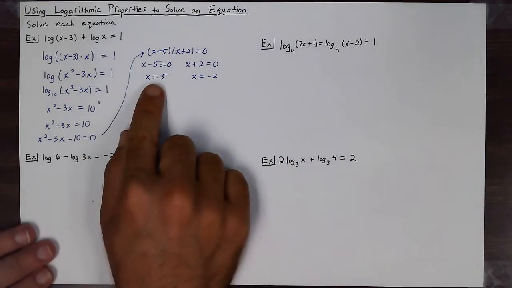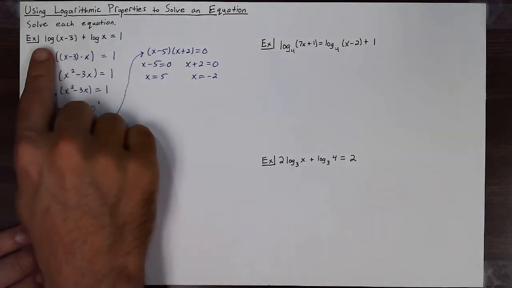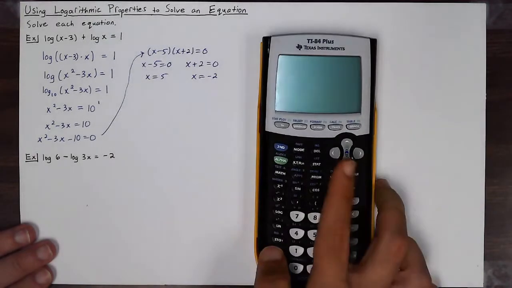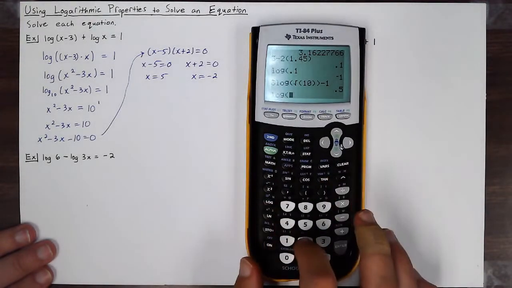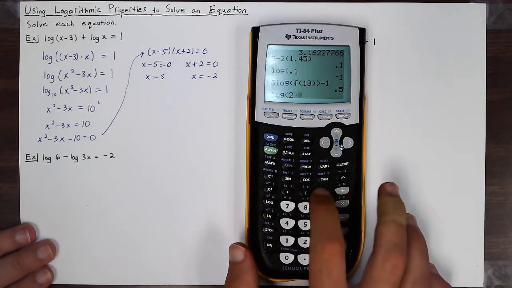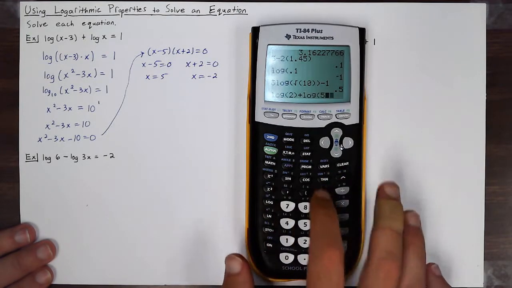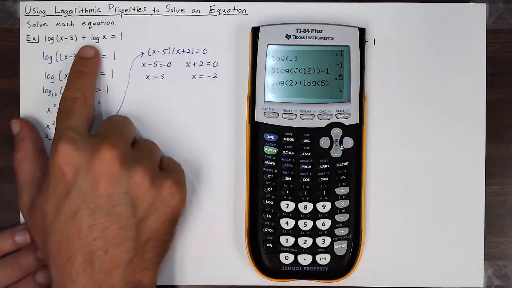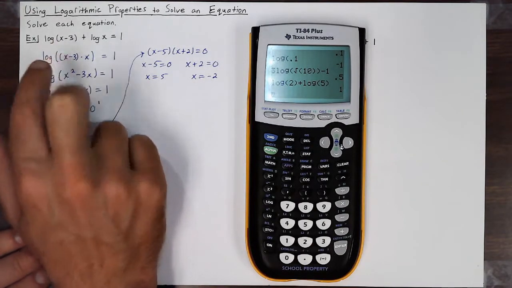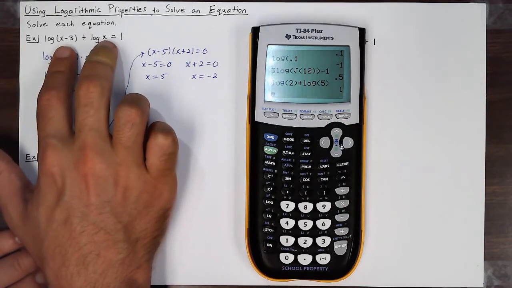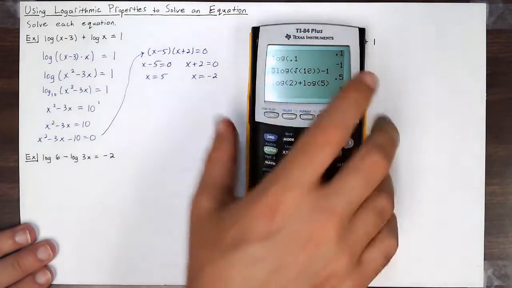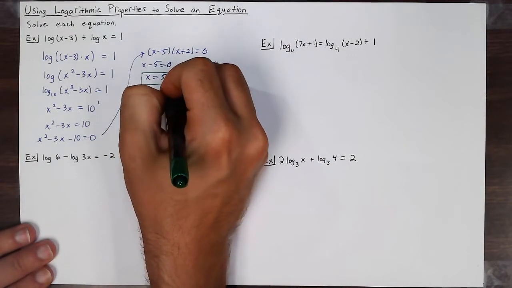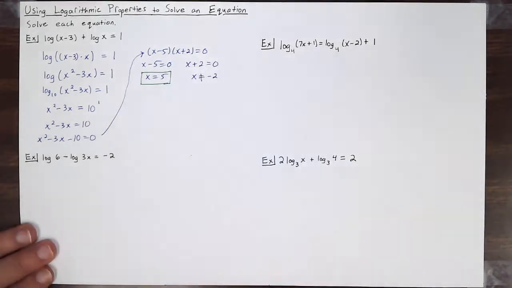Now when we go back and check, we can plug in 5, because we get log of 2 plus log of 5, which should equal 1. If I plug that in, log of 2 plus log of 5 is 1. But when I go to plug in negative 2, I get log of negative 5 plus log of negative 2, and logs can't have negatives within them because that's a domain restriction. So negative 2 will not be a solution. That's an extraneous solution. So our only solution is 5. x cannot equal negative 2.